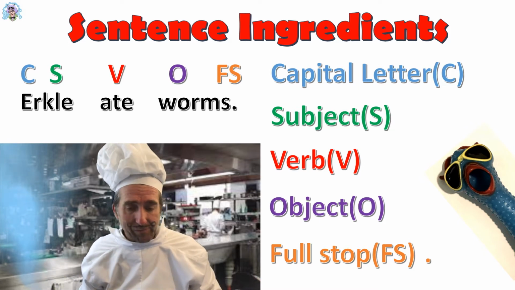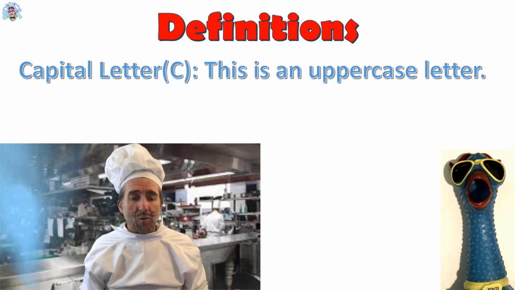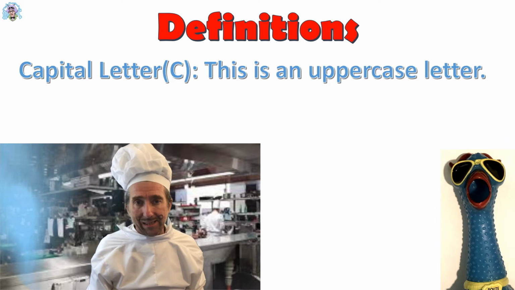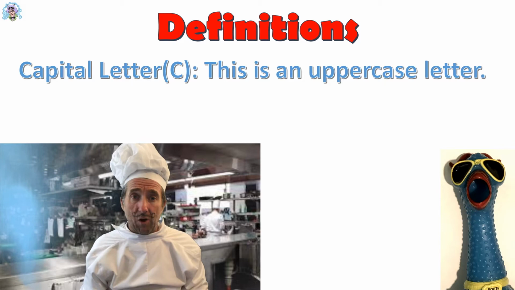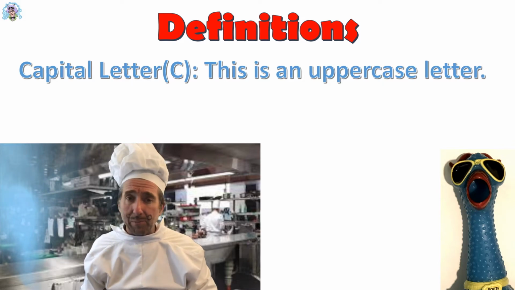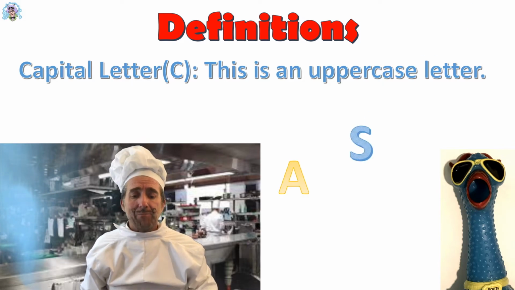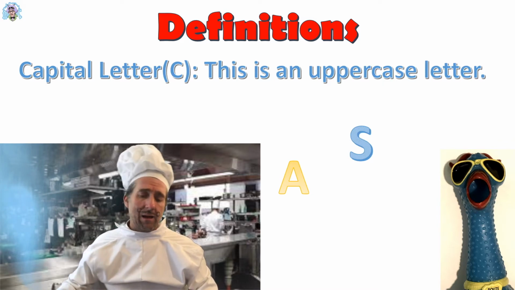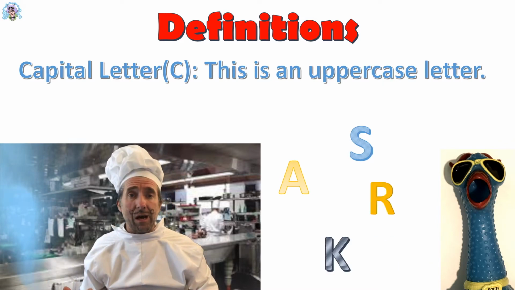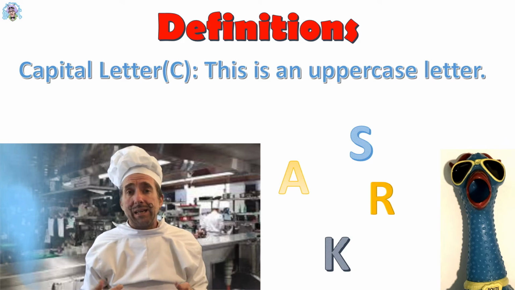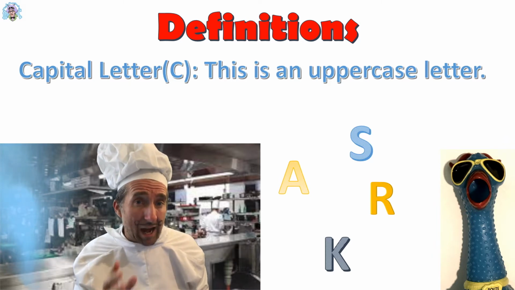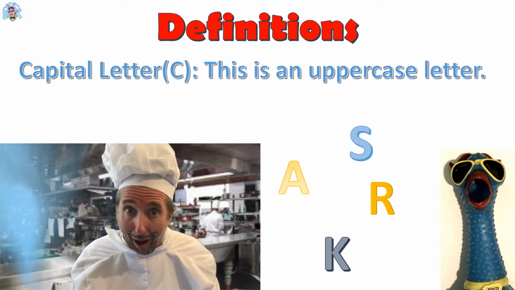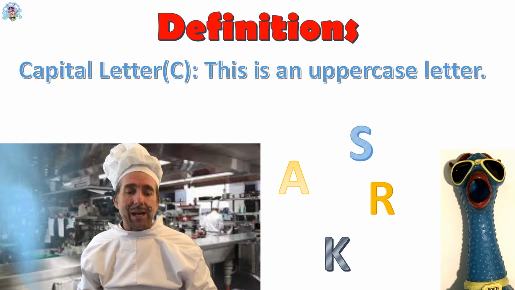So let's keep going. Let's talk about the ingredients. First of all, capital letters. What is a capital letter? Well, a sentence always starts with a capital letter, which is an uppercase letter or a big letter. Some examples of uppercase letters or capital letters are A, S, R, K, any letter in the alphabet you can think of in its uppercase form. That is a capital letter. And remember, every sentence starts with a capital letter.